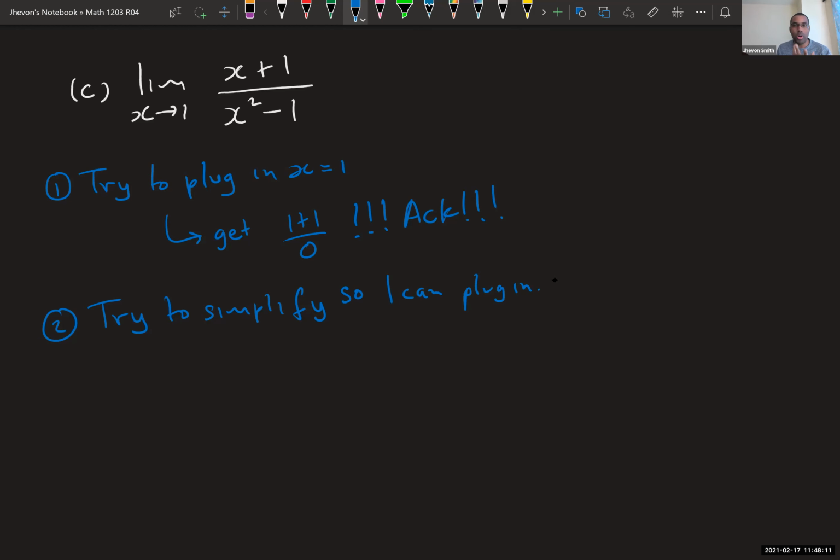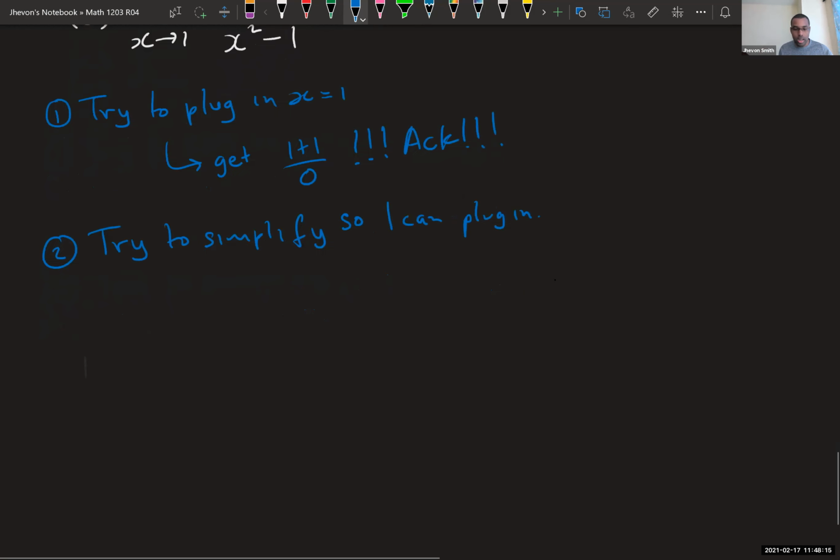So if that doesn't work, what do you think next? Okay, can I simplify this to plug in? That should be the next thought. So equals, and again, you write the limit symbol because you're not actually taking the limit at this point, you're simplifying. So how do we simplify that?